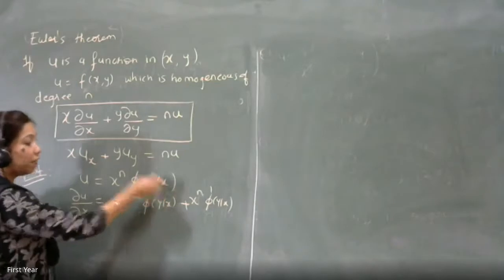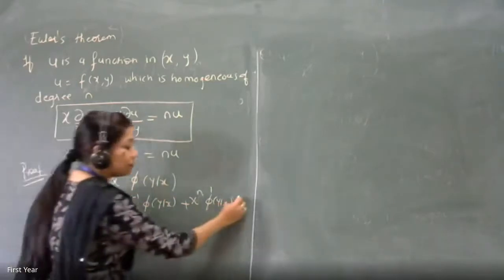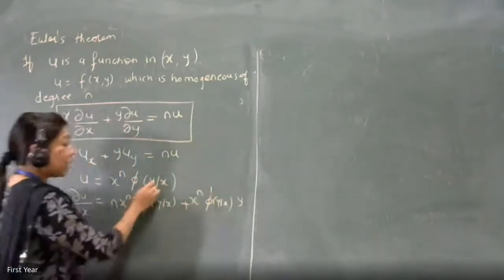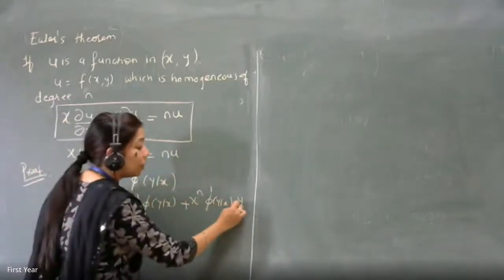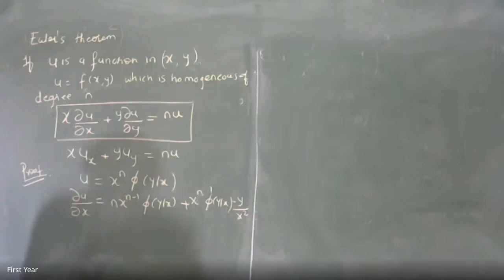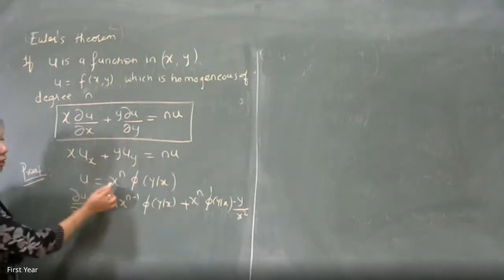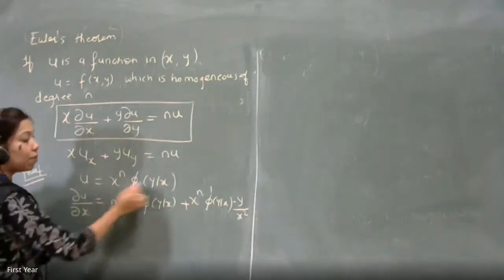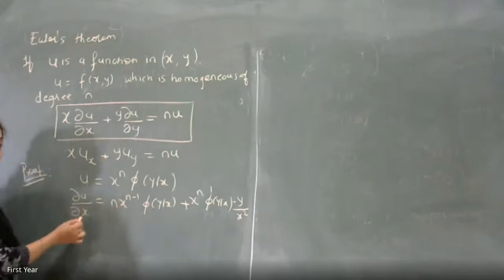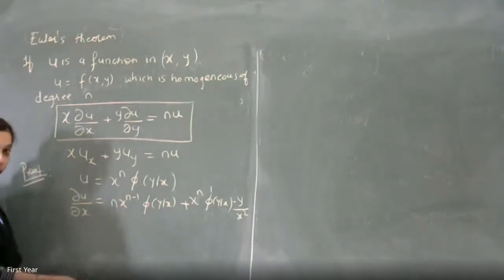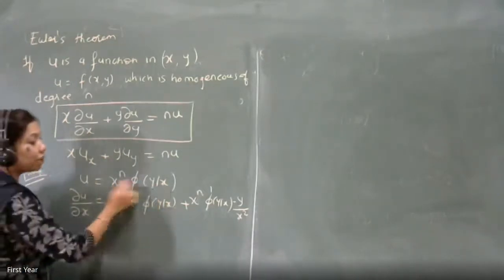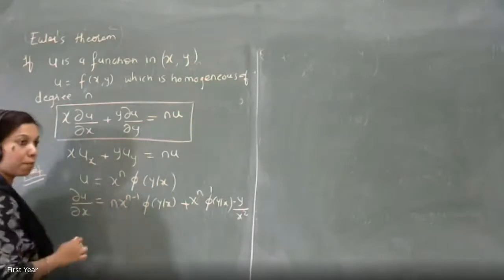The derivative of y by x with respect to x. We take the partial derivative, so y is constant. The derivative of 1 by x is minus 1 by x square. Is this expression clear to everyone? I'll repeat. u is a product of two functions. So while taking the partial derivative with respect to x, we have to treat y as constant, and since both functions depend on x, we have to apply the product rule.